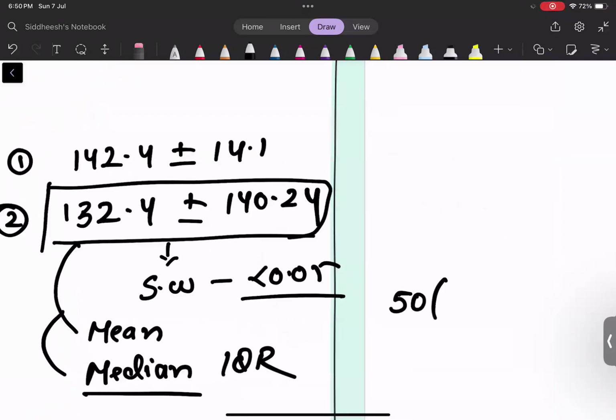That is the 50th percentile, 25th percentile, and 75th percentile. So this is how you should report such data. Correct? The first one is completely fine to go. The other one is completely wrong to report. If you report data like that, that means you have used all the wrong tests also.